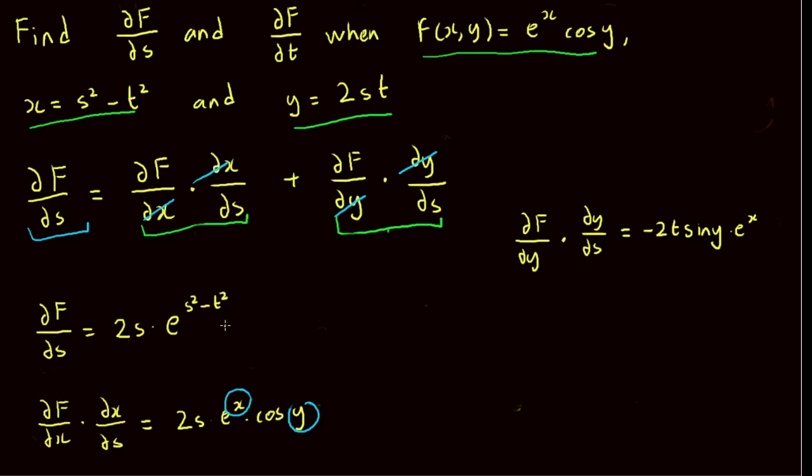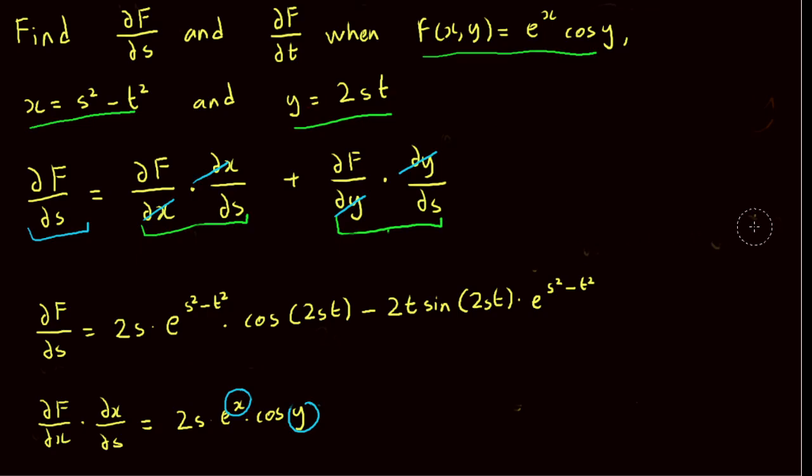Now we're putting back in the s and t, so cos 2st, plus, okay, plus becomes minus, so 2t sine y is just simply 2st, multiplied by e to the power of s squared minus t squared. Let me erase this so that it will not be distracting, and therefore this should be your answer. That's del f del s right there.